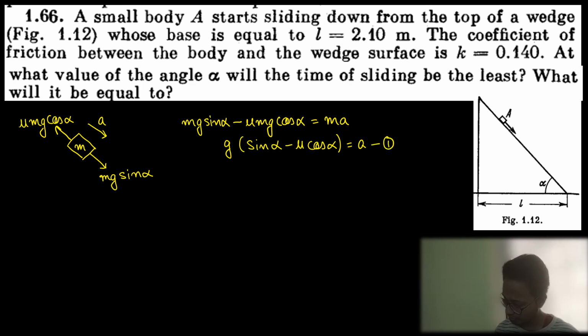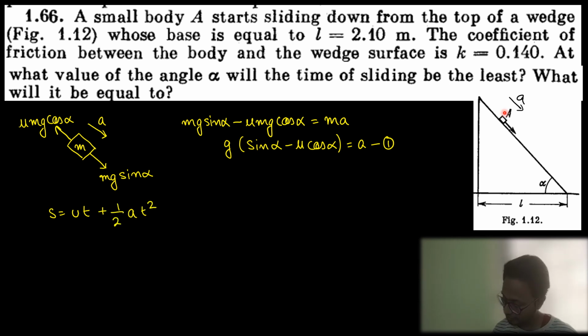So the acceleration of the block would be g into sine alpha minus mu cos alpha, where alpha is the angle of the inclined plane and mu is the coefficient of friction that is given out here. Now the block is sliding from this position to this position, so we have to apply s is equal to ut plus half at square.